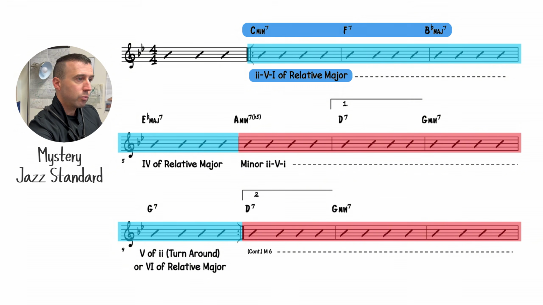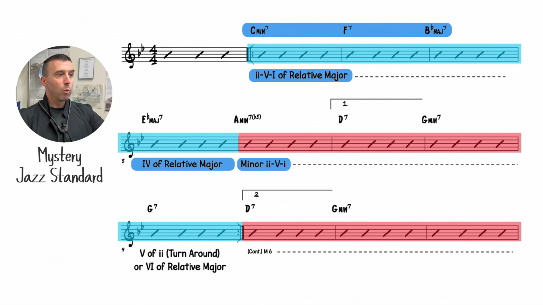And then we also add the 4 here. So we're clearly in the key of B flat major, and then like we talked about, the relative minor of B flat major is G minor. So we're going to the relative minor.